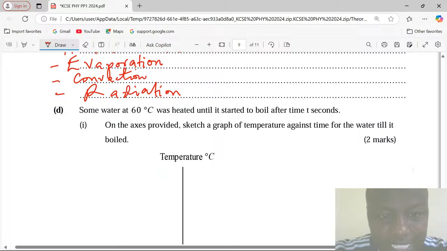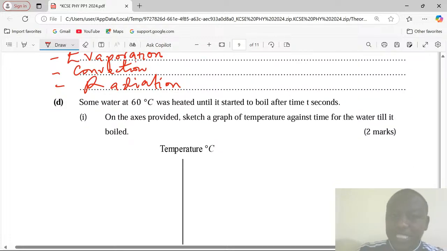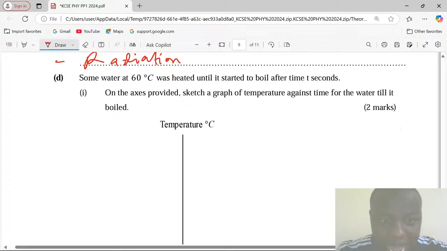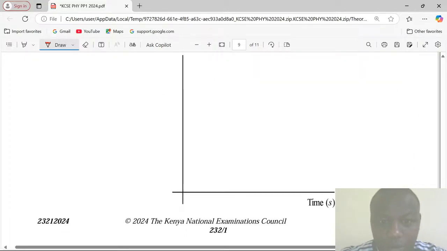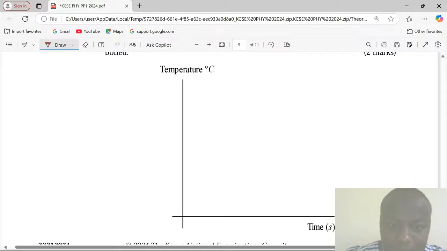Some water at 60 degrees Celsius was heated until it started to boil after time t. On the axis provided, sketch a graph of temperature against time for the water till it boiled. So temperature, degrees Celsius. So we are beginning from 60. So we are not heating from 0. We are not heating from room temperature. We are heating from 60 degrees Celsius.